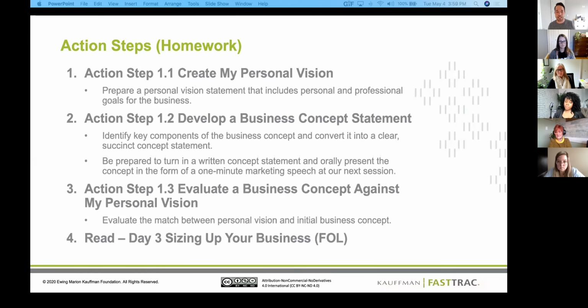We started to get into the business concept statement a little bit. You guys went into that breakout room. We'll debrief that tomorrow, and then we'll go over evaluating that concept against your personal vision tomorrow as well. I'm also going to post the readings for Thursday. I'll put those up before end of day today. Just another chapter for you guys to check out.